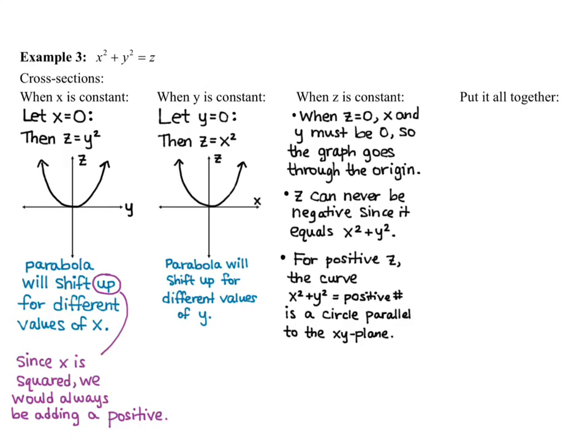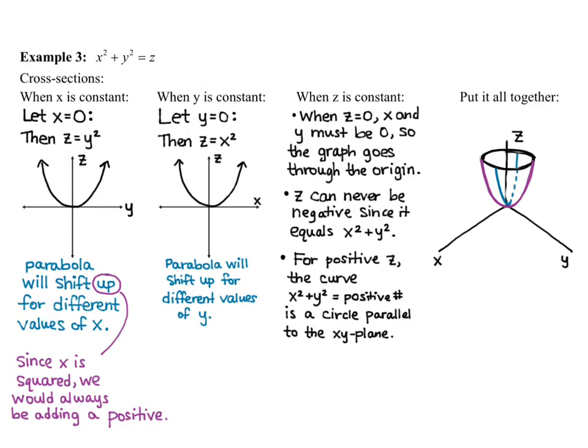Now we want to put all of these together. So we put our 3-dimensional axes, x-axis, y-axis, and z-axis. I start by drawing my parabola in the yz plane. I also have a parabola in the xz plane. And then parallel to the xy plane, I have a circle. And so putting all that together, let me just shape up this graph a little bit.